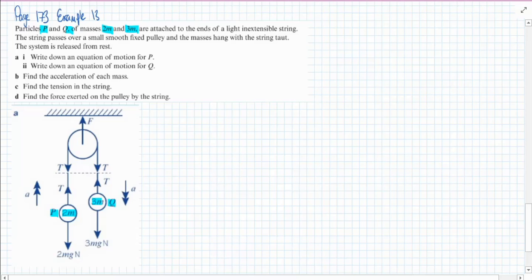Then we're looking at writing down an equation of motion for P and writing down an equation of motion for Q. Right, before we get into that, let's have a look at what else we've got. The acceleration is in this direction, which must mean that this force has got to be bigger than this force so that the whole system can move in that direction. We can also see my rope break here before the pulley and my rope break here after the pulley, with my tensions highlighted in there.